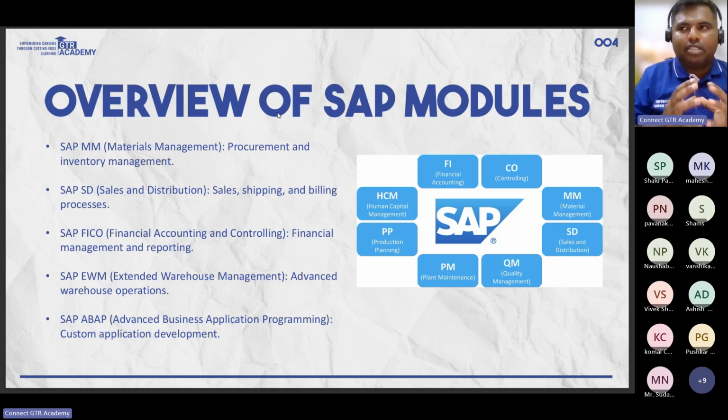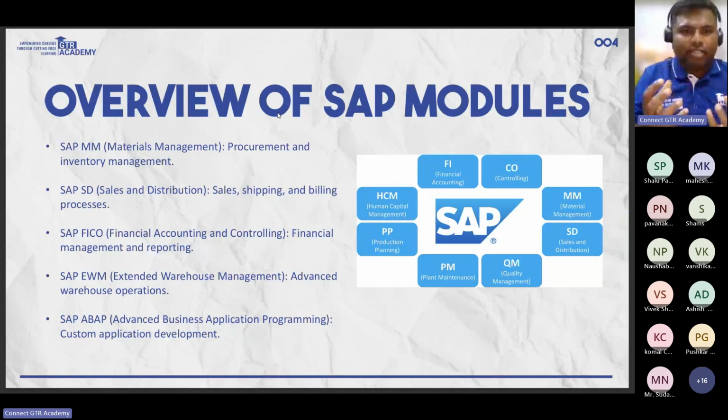SAP EWM. SAP EWM means Extended Warehouse Management. What is this Extended Warehouse Management? When goods come to the factory, or when goods come from the production floor after finishing an activity, this is called a finished product. How am I going to store it, and how effectively am I going to use the existing available space in a more systematic manner? And if I want to retrieve some of the stock from the store, how will it be useful?